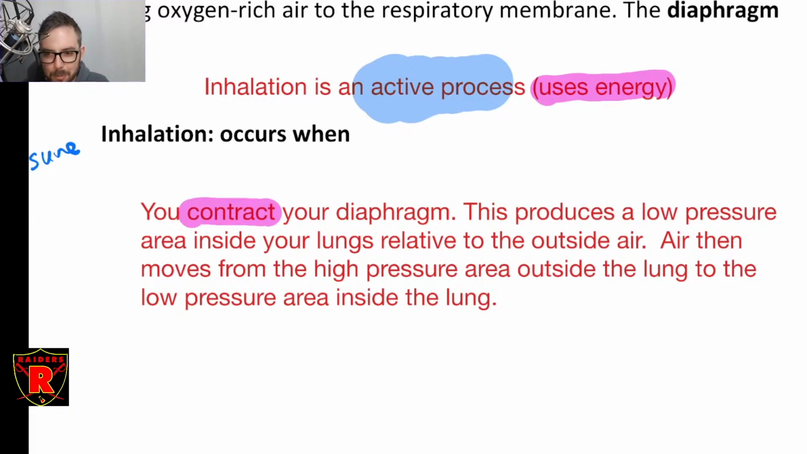So just to summarize there, you contract your diaphragm. It produces low pressure in your lungs relative to the outside air. And then air is always going to move from high pressure to low pressure. Now the high pressure is outside, the low pressure is inside your lungs, which is going to cause air to rush in and fill your lungs. That's the inhalation process.